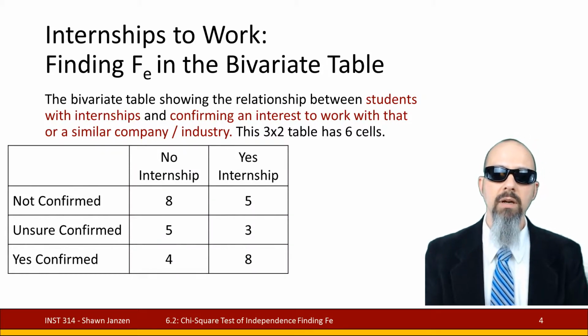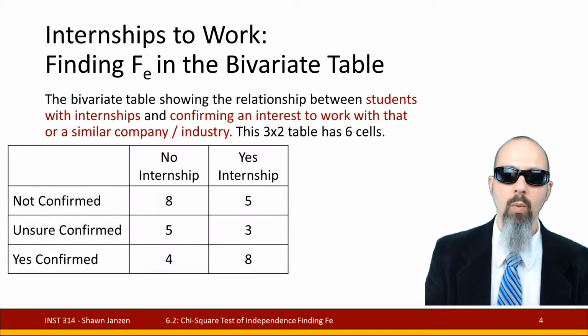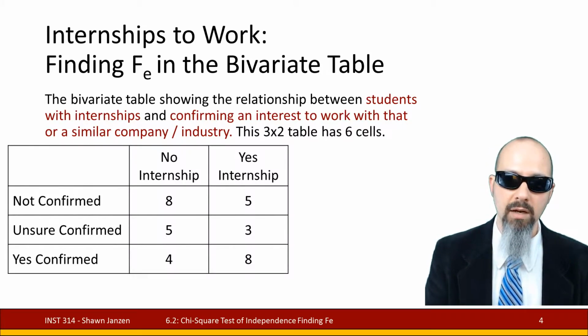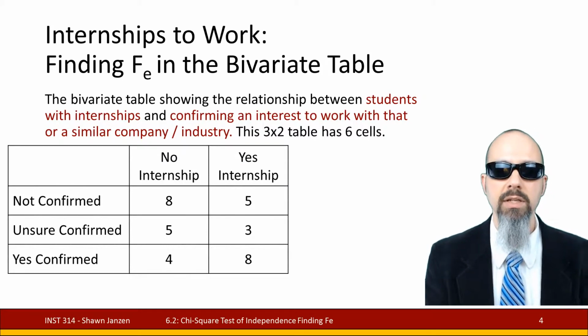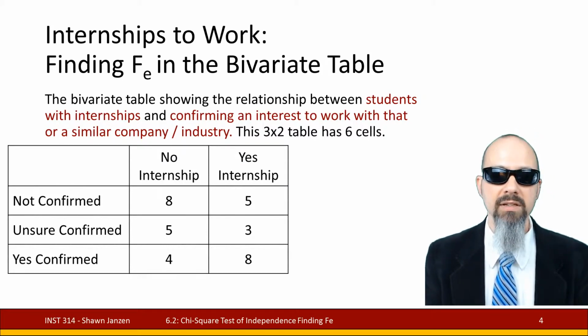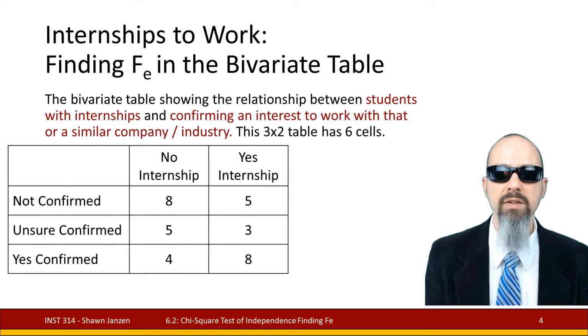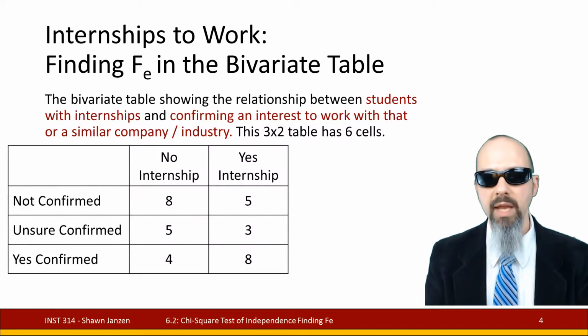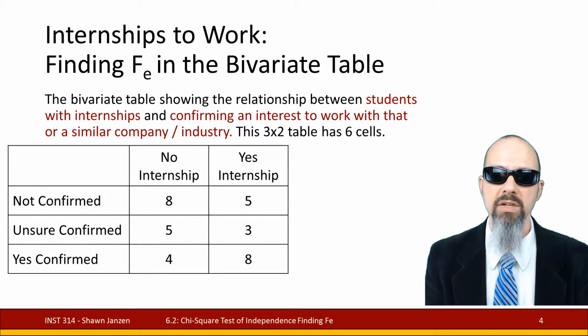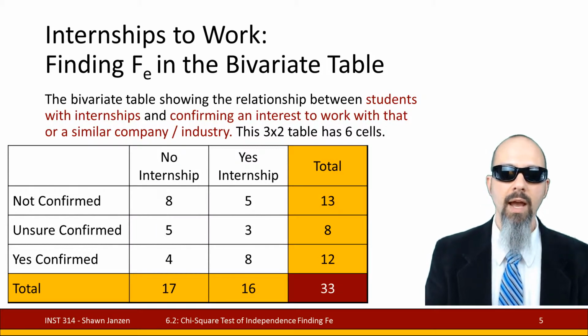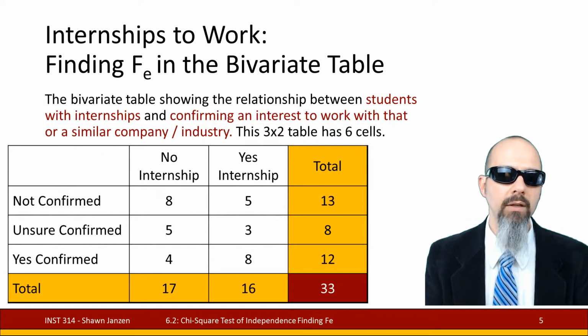In this table here, we have some example data where 8 students have said that no, they do not have an internship and they are not interested in the company or industry anymore. 5 said that they are unsure and did not have an internship. 4 said yes, they do want to and did not have an internship, and so on with the yes internship column. Now, what we saw before is how it might look if you just did a regular bivariate table.